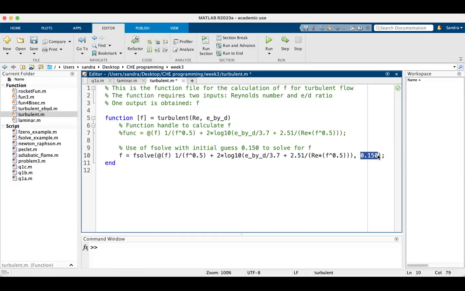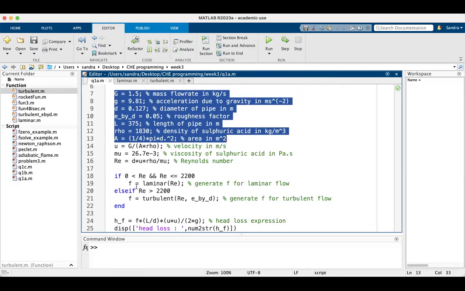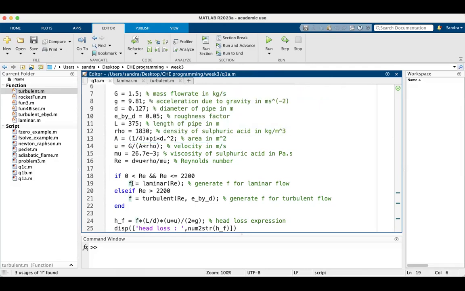Here I'm giving 0.150. Now what happens? Fsolve will solve it and give the friction factor for me. What fsolve does is, if you give an equation, it will equate it to 0 and find the unknown quantity for you. Here e by D is known to you, Re is known to you, so the only unknown is f. That is what we are trying to solve for, given the initial guess 0.150. So that's it. Now, given the friction factor, we have to find the head loss.